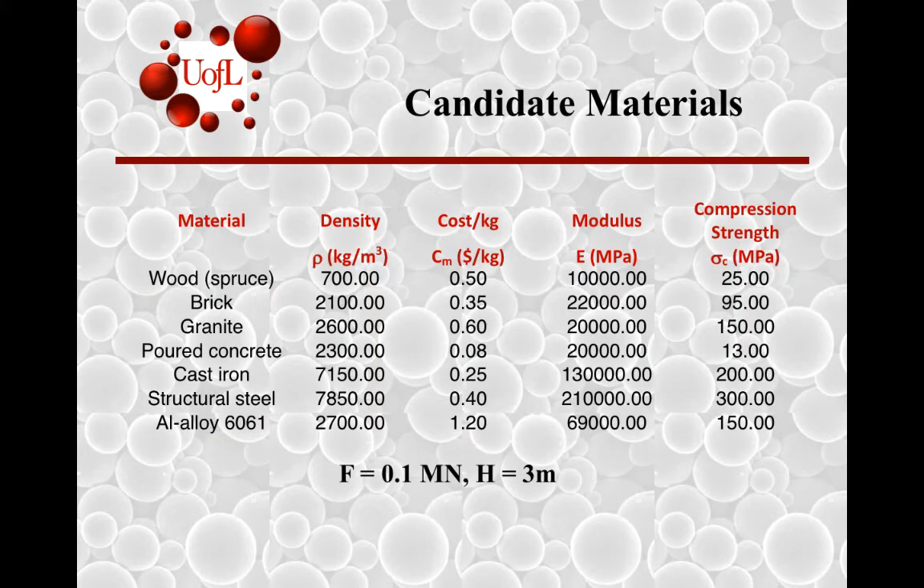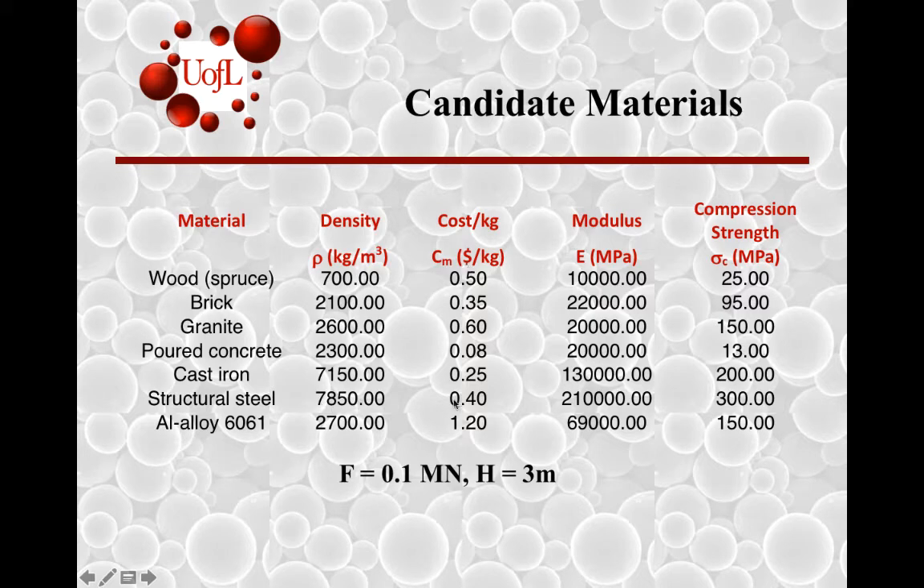Let's put this in practice in the context of a handful of selected candidate materials. We go through common construction materials for columns: wooden, granite or concrete, and cast iron, structural steels, or aluminum. They all represent a range of density values, from 700 kilograms per meter cubed for wood, the spruce wood, all the way up to 7850 for a structural steel.